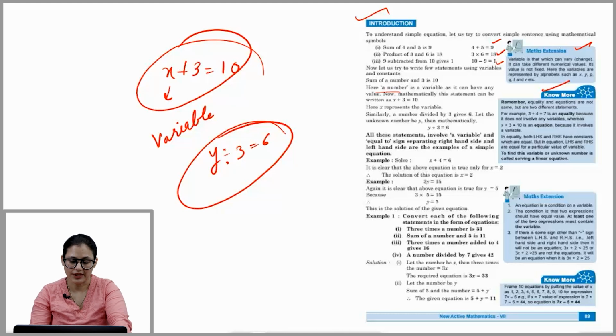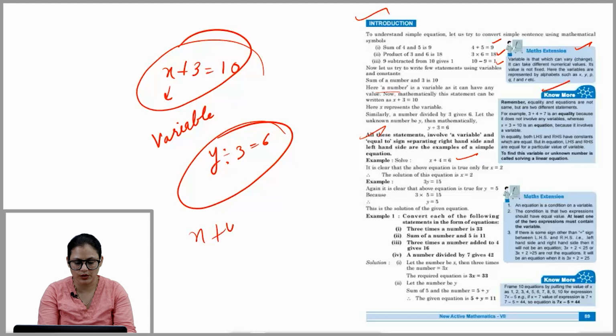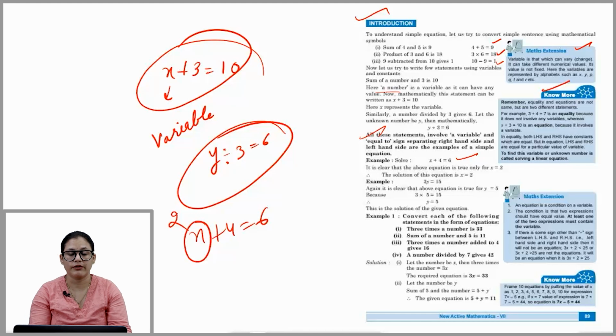Okay. Now see, all these statements involve a variable and an equal to sign separating right hand side and left hand side, and are examples of a simple equation. Okay. So this is the equation, you have to solve it. So we can clearly see that x plus 4 is equal to 6. You can clearly see that if we add 2 with 4, we get 6. That means the value of x is 2.